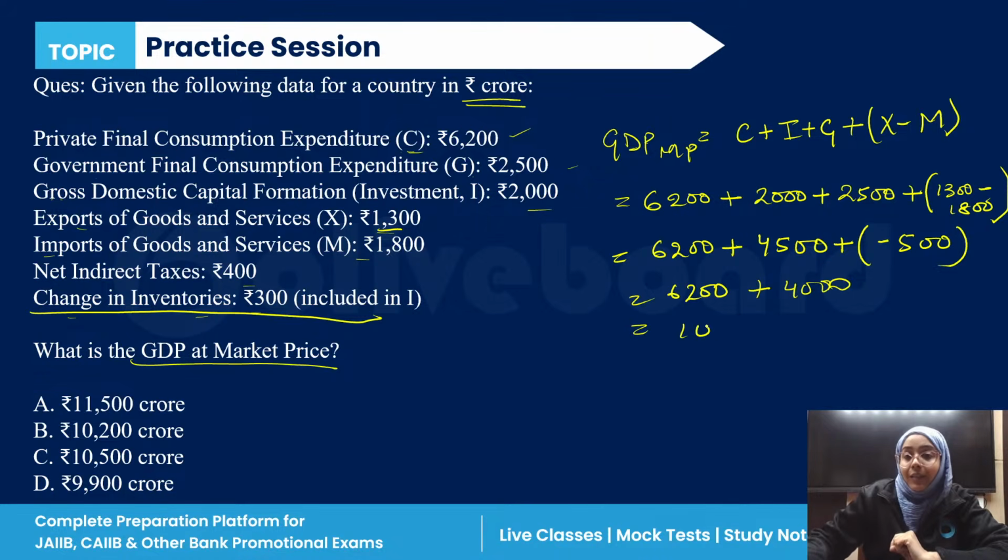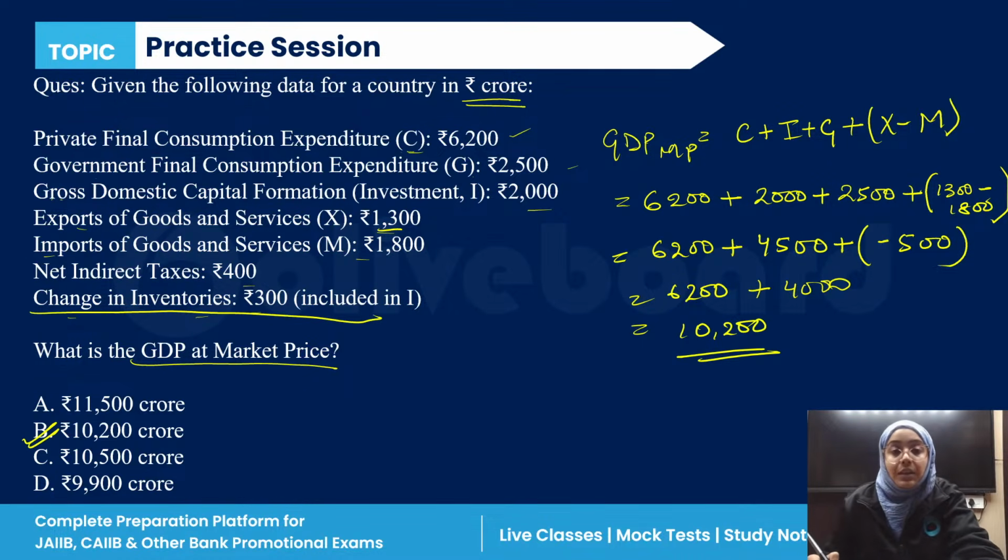So the answer is 10,200. The correct answer is B, 10,200 crores. Yes, B is the correct answer. That is 10,200 crore. Any doubt in this question, everyone?